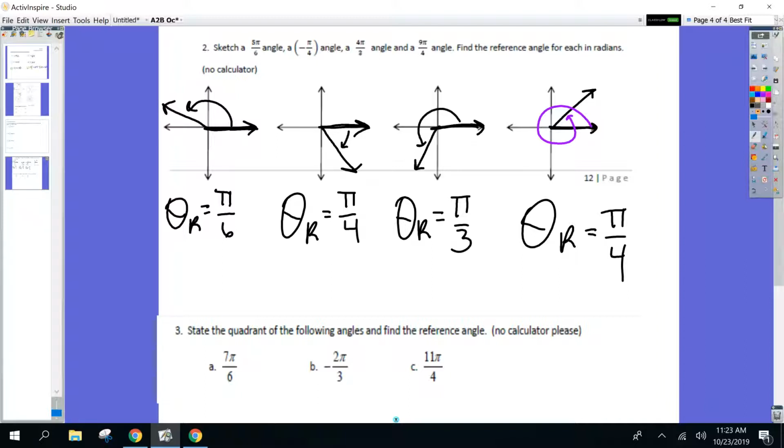Here's what I'm going to do to finish off class. Now what I'm going to do is I'll give you the reference angle and the quadrant we're in. You give me the original angle now. So I will give you the reference angle and the quadrant we're in, what must have been the original angle I was working with. All right, so here we go.